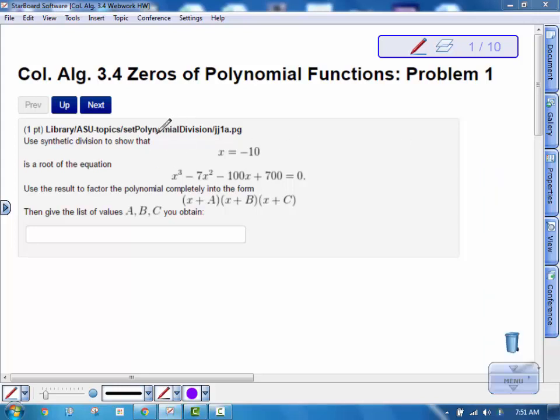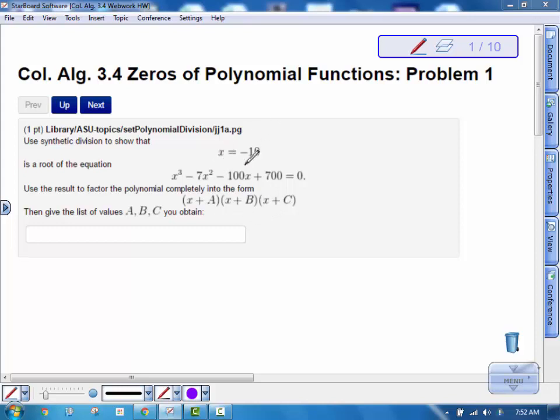Alright, this is 3.4, zeros of polynomial functions. We're going to pull everything together today, so this is probably going to be the toughest section, and it might take us a few days to get through, but hopefully we'll do all these problems and maybe try them without the video a second time. We'll get through it and we'll learn something from this.